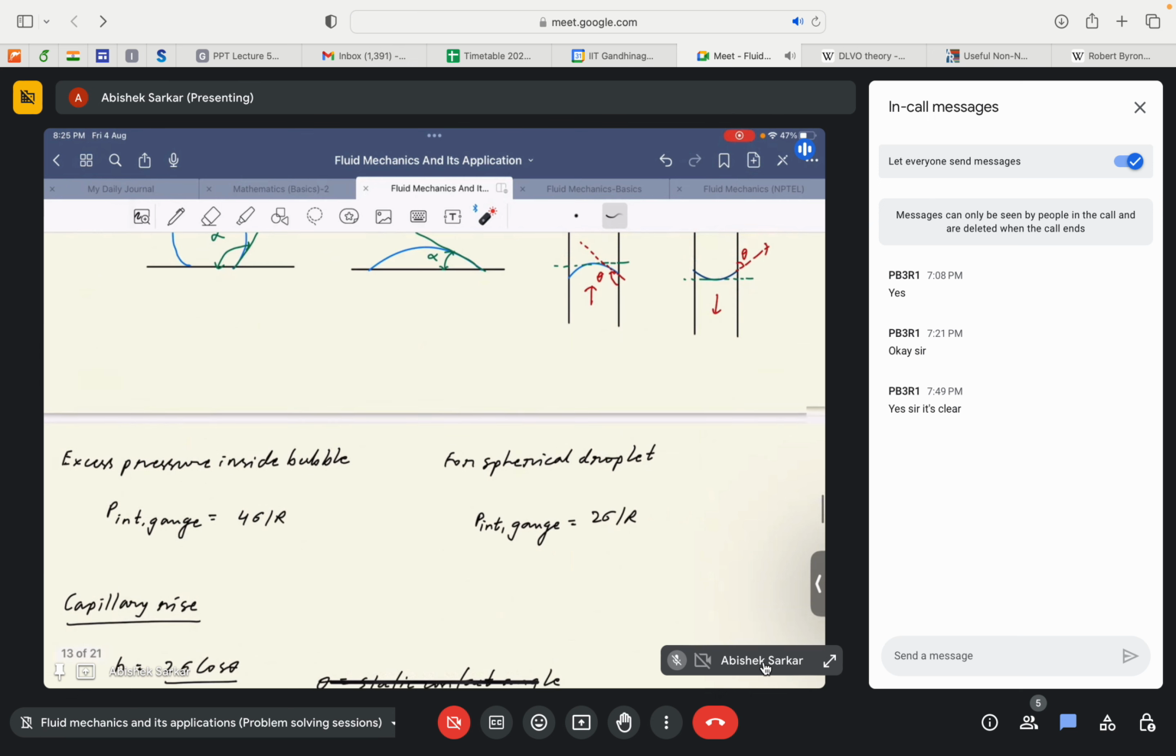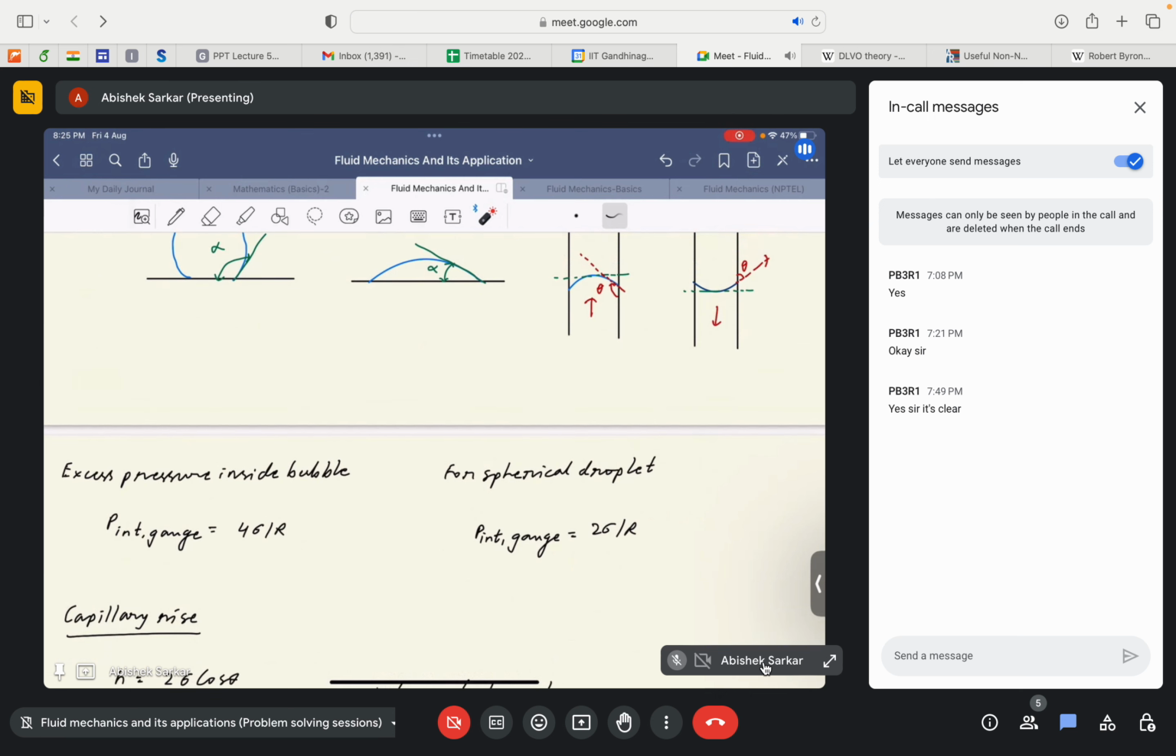Then there is the concept of excess pressure inside a liquid bubble. It is given by 4 sigma by R. It is derived by balancing the pressure forces within the surface of the liquid bubble and the surface tension forces. Similarly, if it is a spherical droplet instead of a liquid bubble, the excess pressure within the spherical droplet is given by 2 sigma by R, where sigma denotes the surface tension and R is the radius of the droplet.